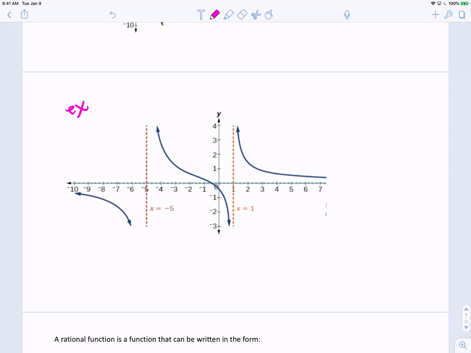So why don't you try this example? Looking at this graph, see if you can identify the equations of its vertical asymptotes.